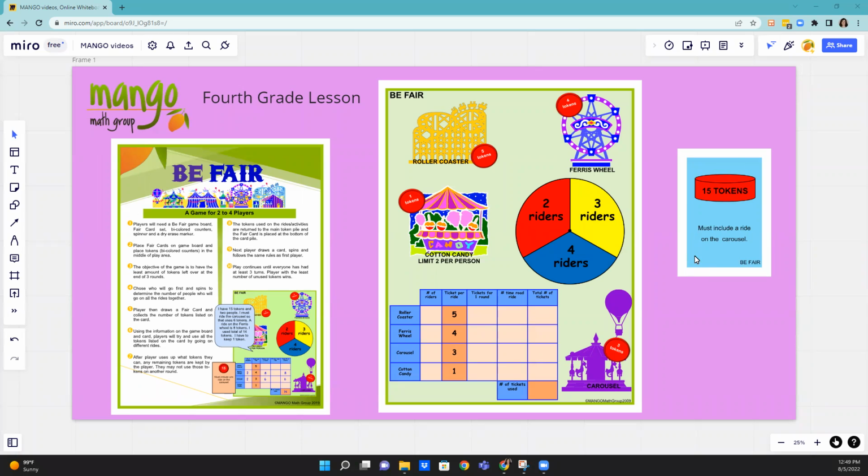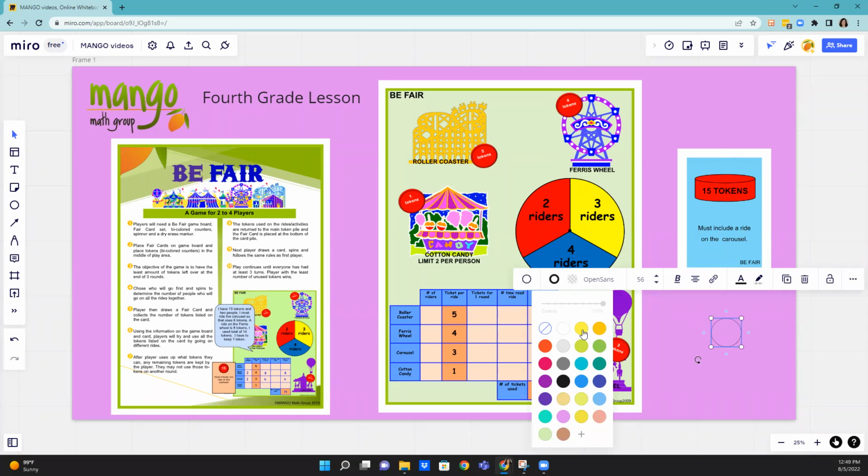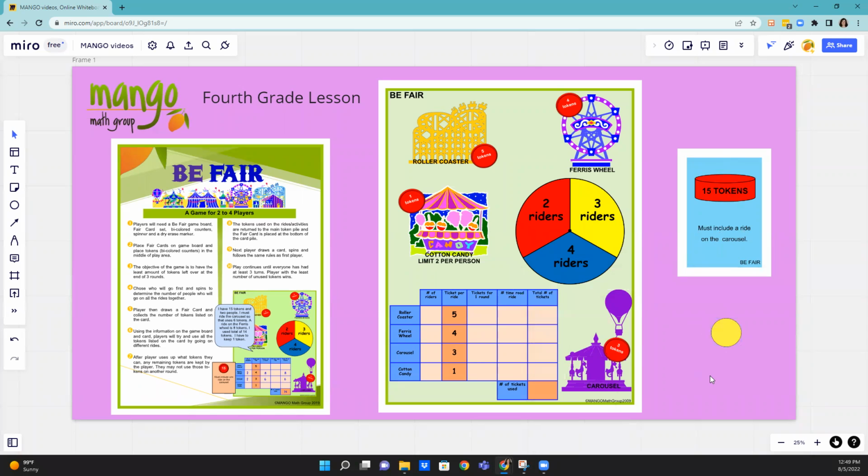Then they'll draw a card, which will tell them how many tokens they have. And it says it must include a ride on the carousel. The students will also have little counting tokens that they can use to count out if they need to. So let's just color that one in. They can grab 15 tokens and then they can determine what rides they can go on.